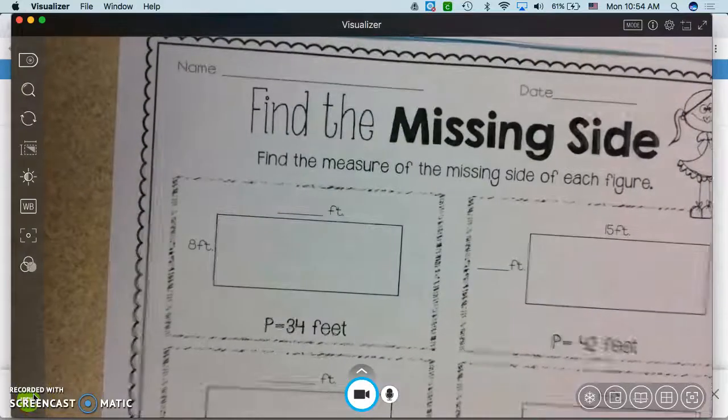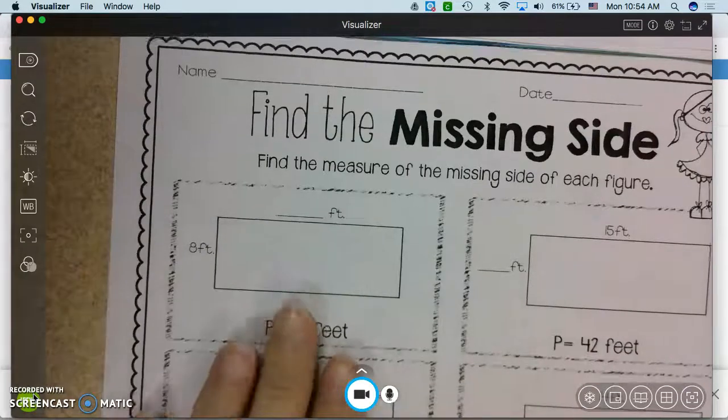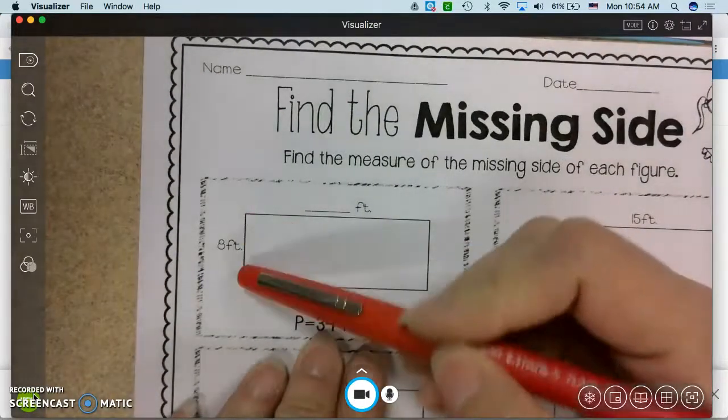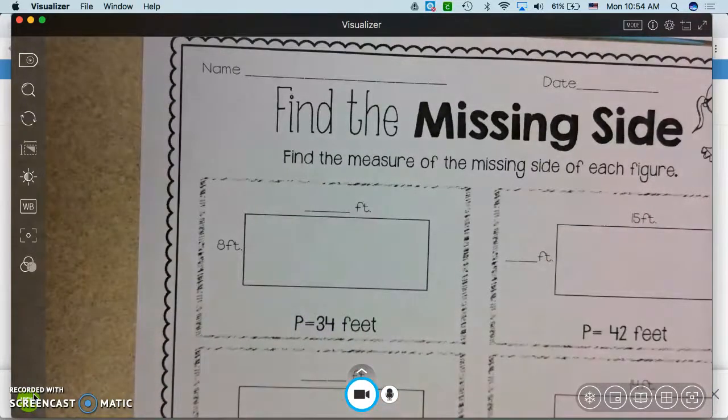All right, find the missing side. So on this, you are going to have the perimeter and the length of either the width or the length, and you're going to have to determine what the missing side is. So let's look at this one, for example. They tell us that the perimeter is 34 feet. They tell us that one side is 8 feet, and they don't tell us the distance of the other side.